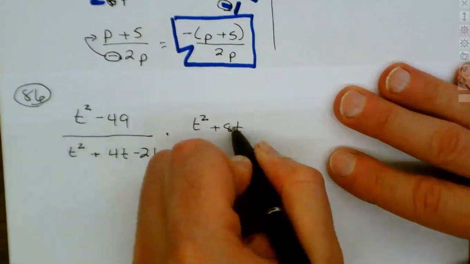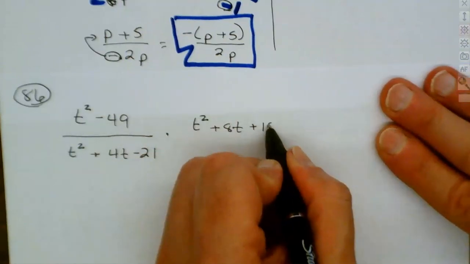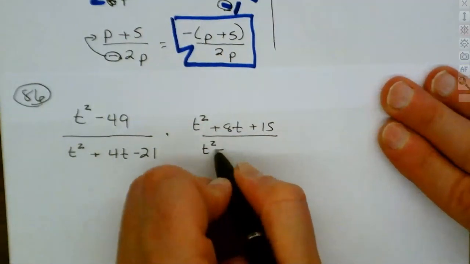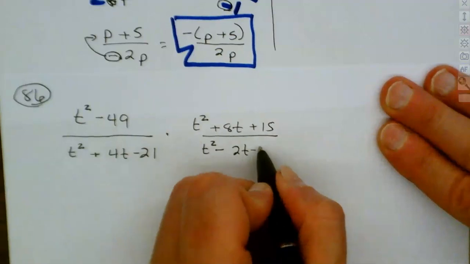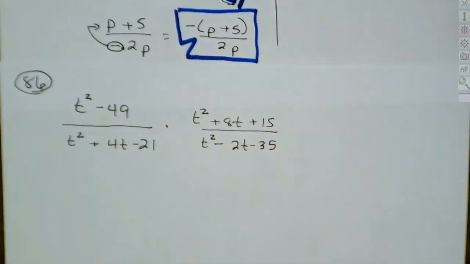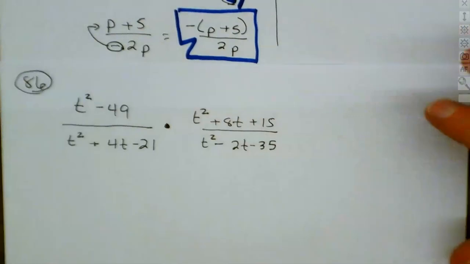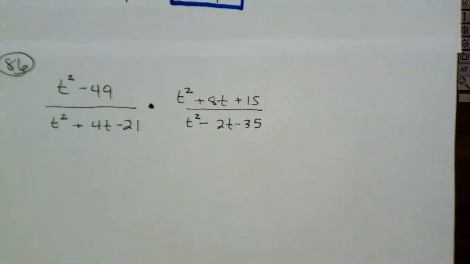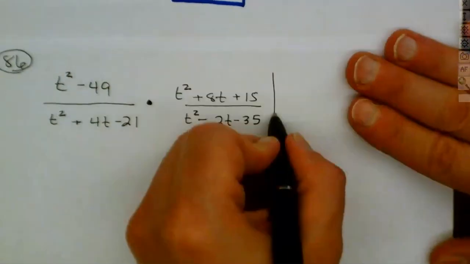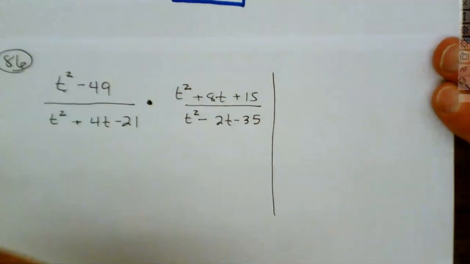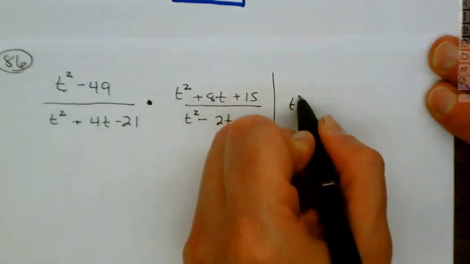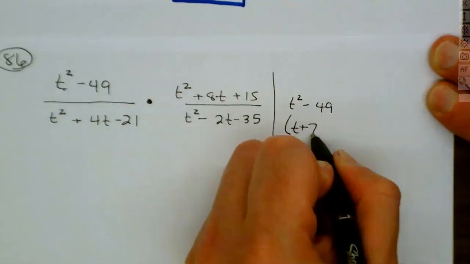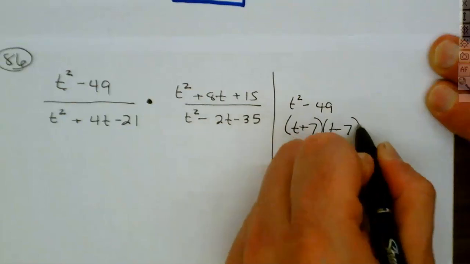So let's look at this. It's t squared minus 2t minus 35. Okay, so we're going to have to do a lot of factoring. This is a multiplication dot here. But all these should factor out really, really quickly. None of them are going to be difficult. We'll start up here and just work our way across and down. So t squared minus 49. Perfect square. T plus 7, t minus 7. So easy enough.